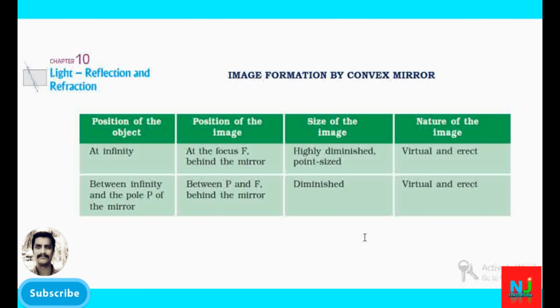The size goes on increasing, but what happens? The size is always diminished. It is virtual and erect. So this is the image formation in the case of a convex mirror. We should know these ideas in order to explain the nature of the image.